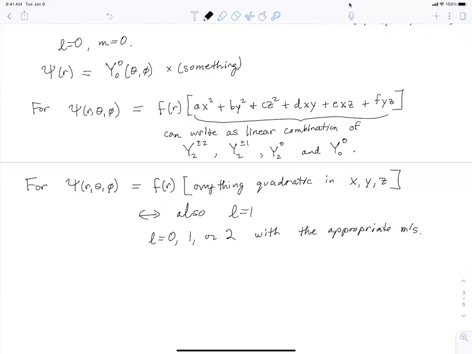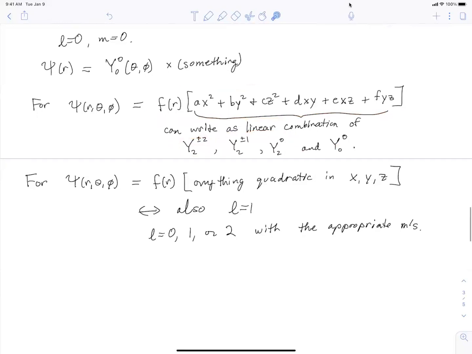If you know that you're in a state with total angular momentum given by L equals 2, then you'll be able to write the wave function in that form, because that's the only form that involves those spherical harmonics.